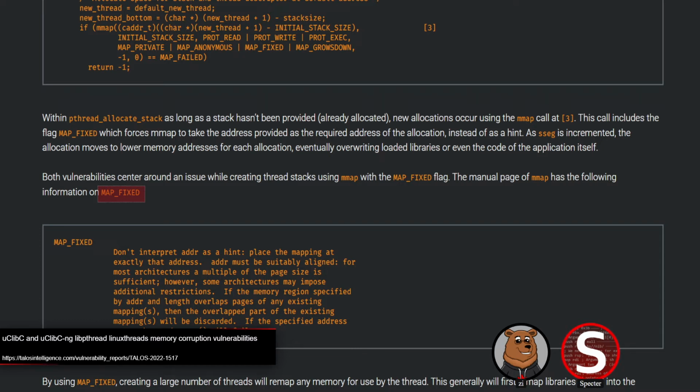So yeah, it's kind of an interesting and unique problem because most code isn't going to be mmapping at all, and if they are, they're not going to be doing fixed mappings. It's only something like libc where you would encounter these types of issues. So yeah, it's not every day you see a CVE where thread allocation can cause memory corruption. That's only something you're going to find in libc. So yeah, a bit of a unique issue in that respect.